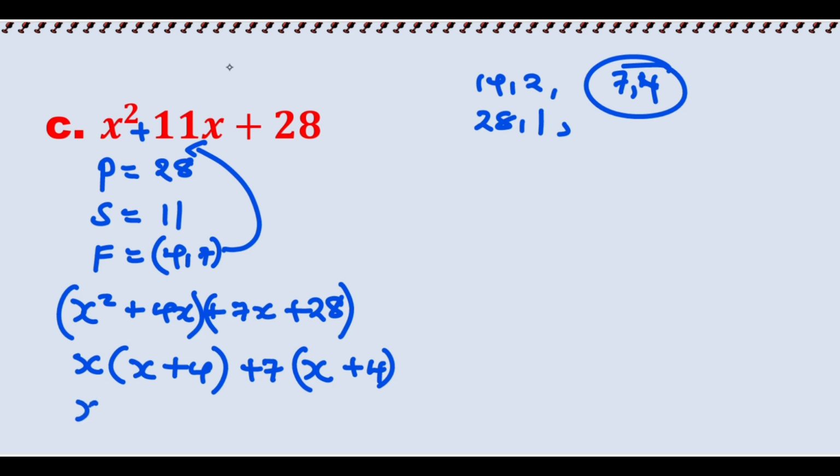So we shall now have x plus 7. You now pick the numbers outside the bracket with the sign before them, into x plus 4. This becomes the correct factorization of this.